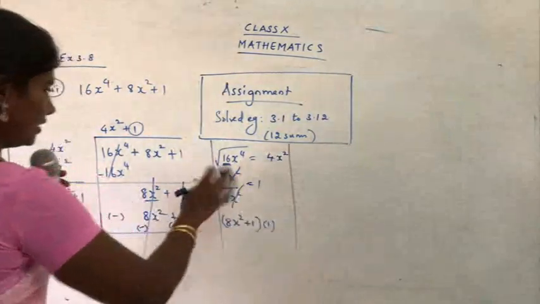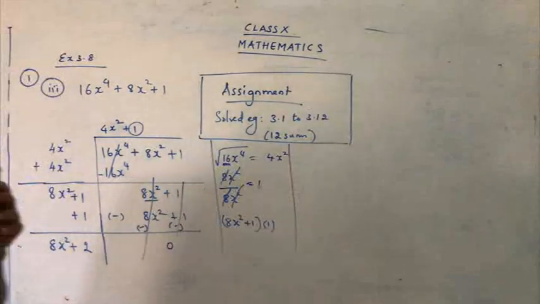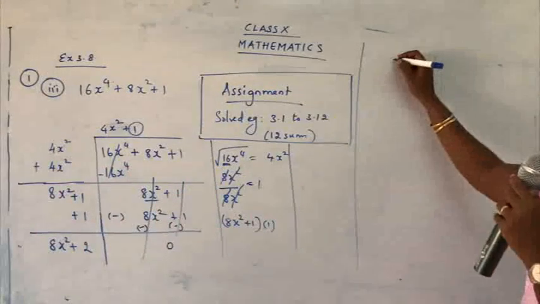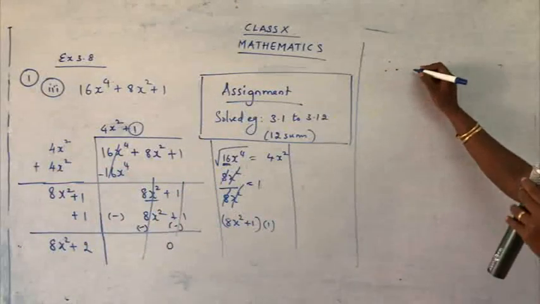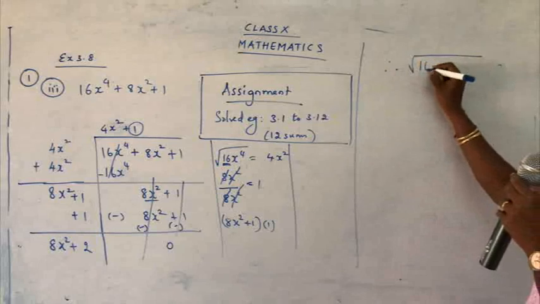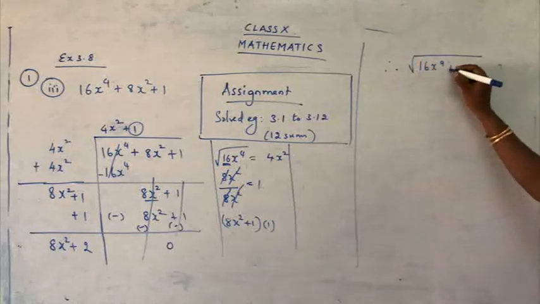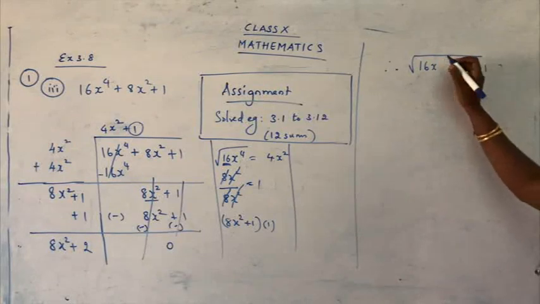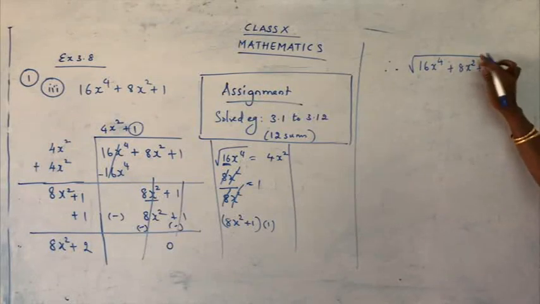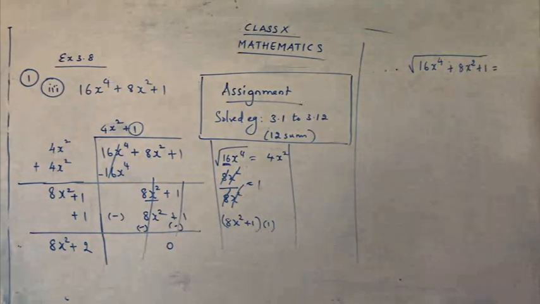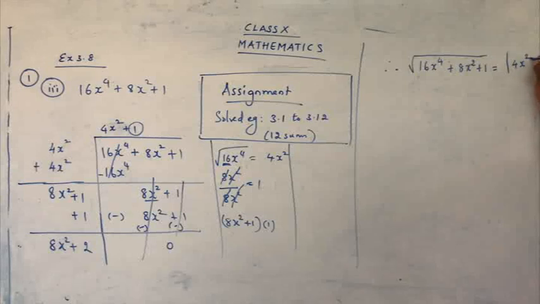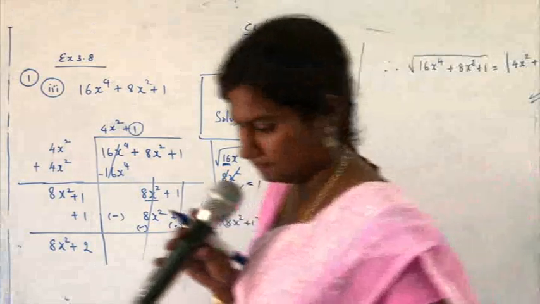So coming to the final answer. This is a rough column part, okay? Just keep the rough column part. Continue down. Therefore, square root of 16x raised to 4 plus 8x square plus 1 is equal to, answers always write in the mod part, mod of 4x square plus 1. This is the required answer.